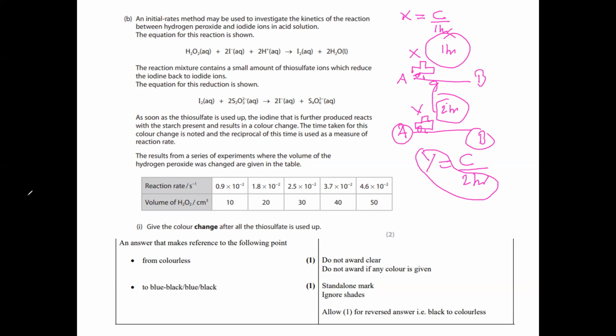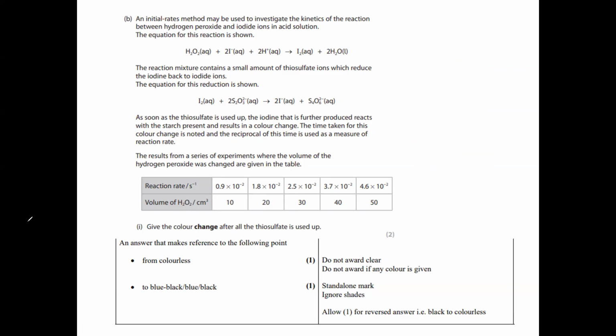So that means we have to make sure that the color change appears when you have a fixed amount of sodium thiosulfate in the reaction mixture, because then the amount of iodine produced to give the color change is the same. The result from the series of experiments was that the volume of hydrogen peroxide was changed, as given in the table. So the volume of hydrogen peroxide is different, but the volume of thiosulfate will be the same. For different volumes of hydrogen peroxide, the reaction rate is given.